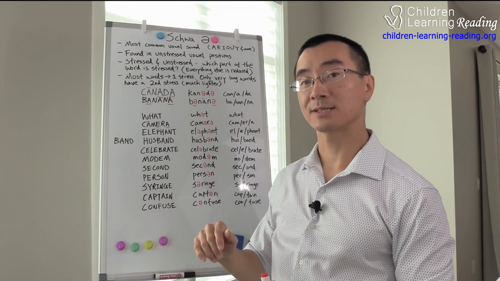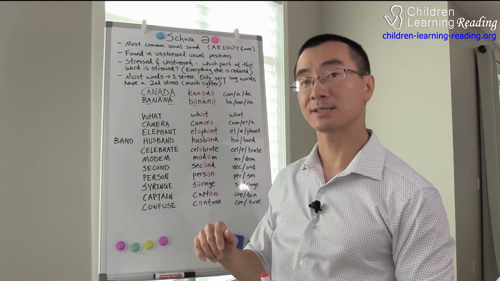Finally, in the last word, we have confuse. Where do you think the schwa is and where do you think the stressed vowel position is? Confuse, okay? So in this word, we have the schwa right here, and the U is stressed.